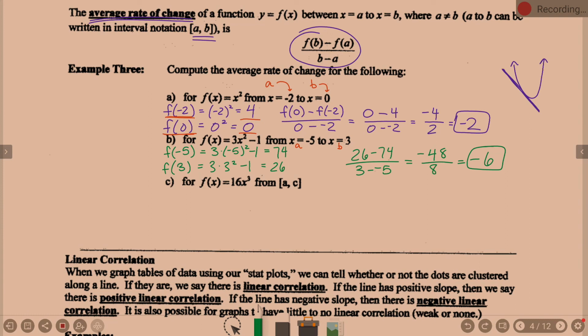Now, officially, is this like slope where we could also do this exactly the opposite and still get the same answer? Yeah. Could you have reversed and said 74 minus 26 over negative 5 minus 3 and gotten the same answer? You can. Average rate of change works like that, just like slope.